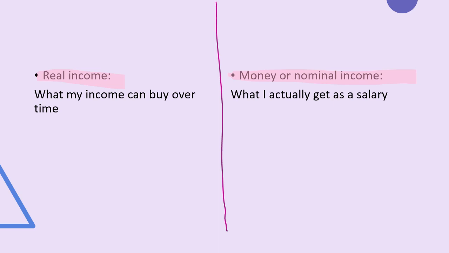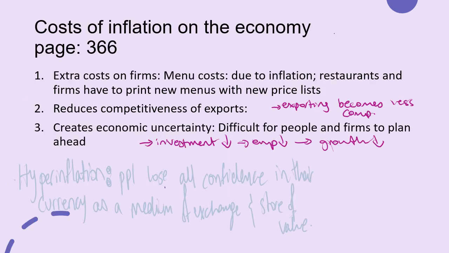Now let's talk about the difference between real income and money or nominal income. A real income is what my income can buy over time, whereas the nominal income is what I actually get as a salary. So this is just a small definition about it.